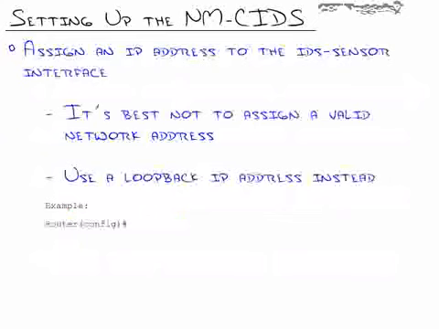The next step in this game is going to be to assign the new IDS sensor interface an IP address. And you can see right on there, it says it is best if this is not a valid network address, because otherwise you open the IDS sensor itself to potential attack. So the best strategy is to use a loopback IP address instead to allow that sensor to operate correctly.